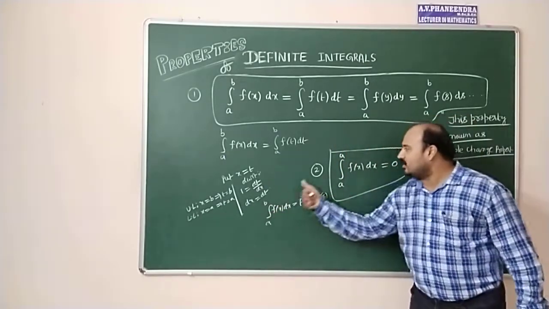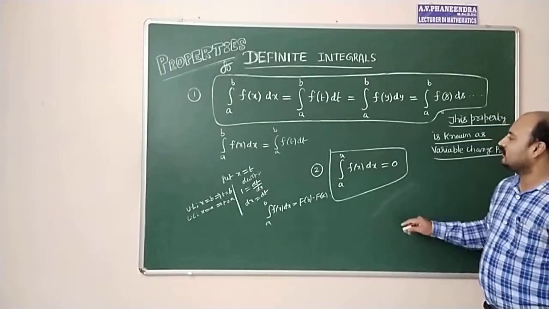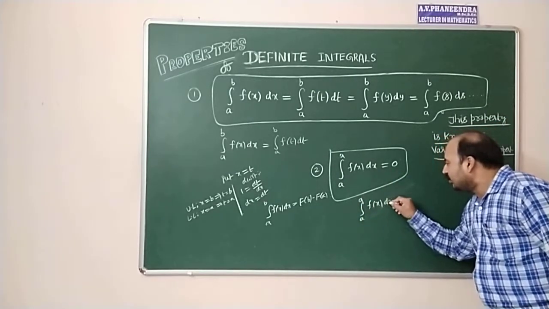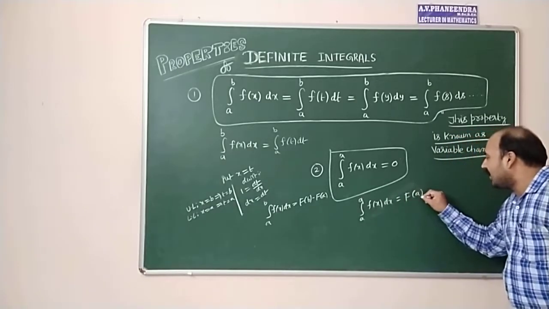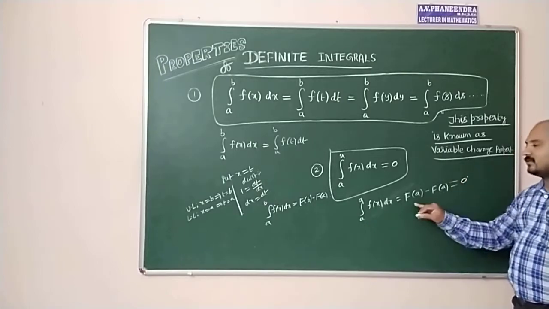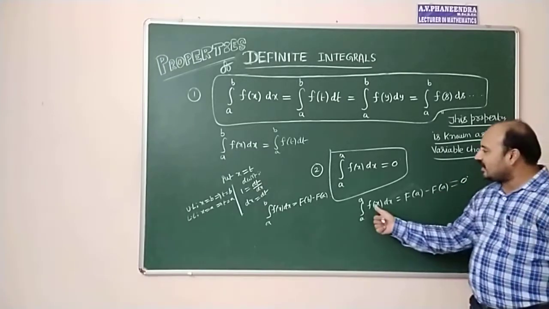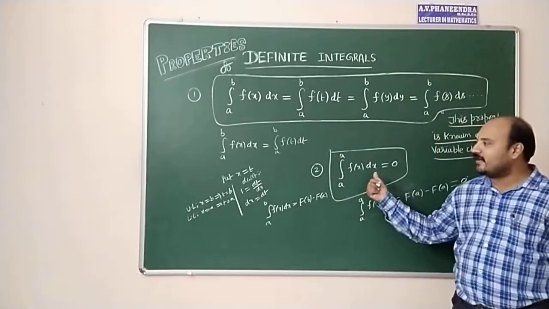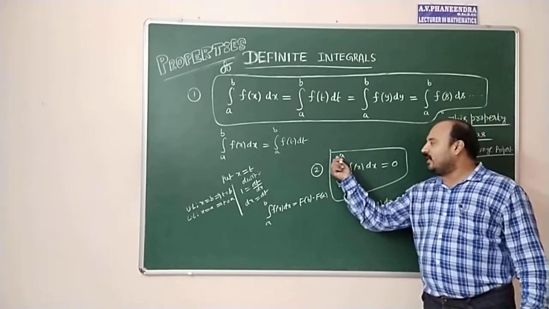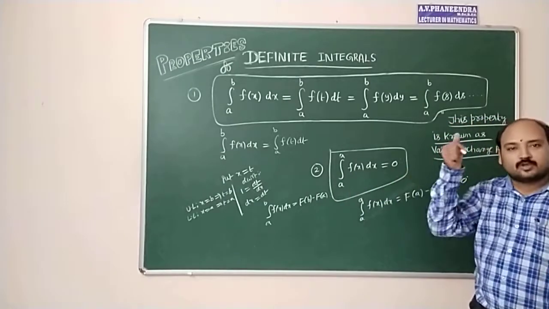Now in place of b, a is also there. So integral a to a f of x dx is equal to capital F of a minus F of a only. So both are equal. That is the reason this value goes to be 0. Whenever the upper limit and lower limit of a given definite integral are equal, then the integral a to a f of x dx value goes to be 0.